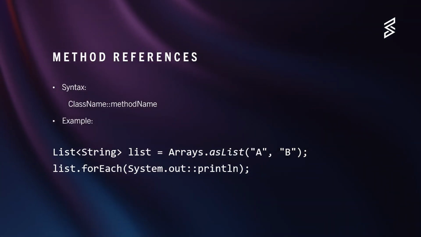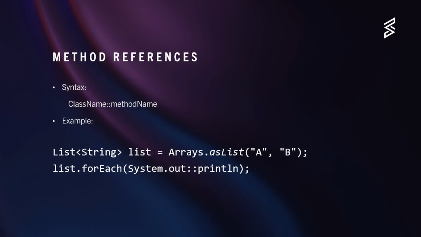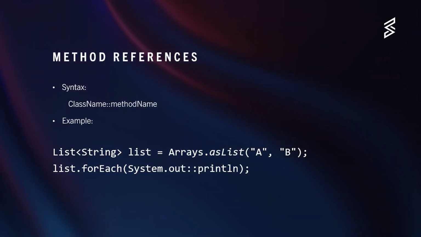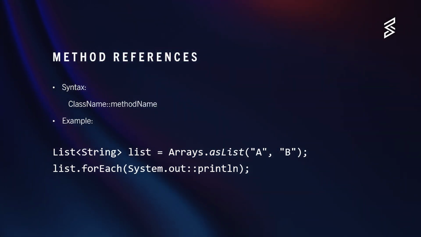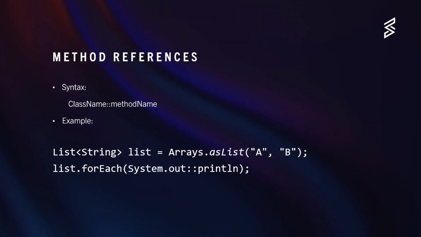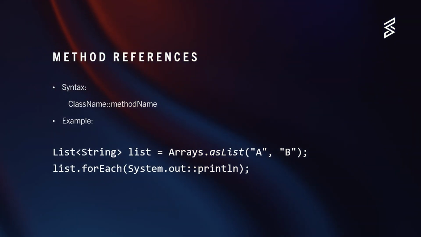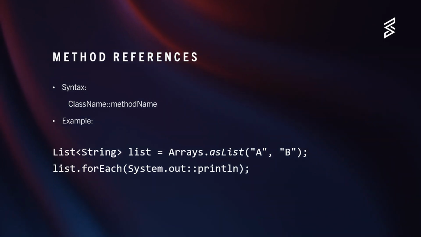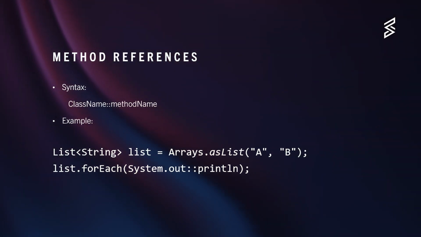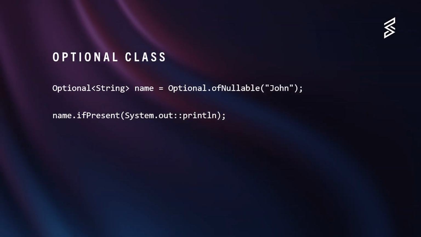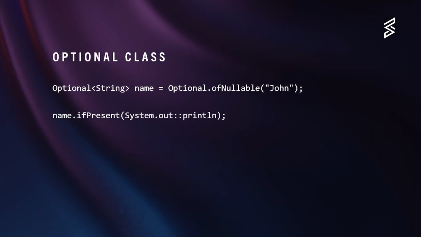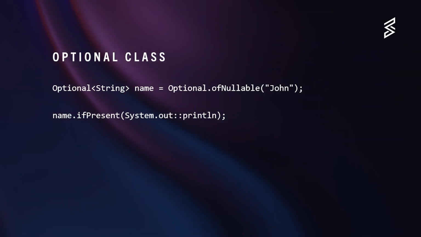Method references simplify Lambda expressions further. For instance, list.forEach(System.out::println). This is shorthand for a Lambda that takes an element and passes it to System.out.println. Optional is a container that may or may not contain a non-null value.